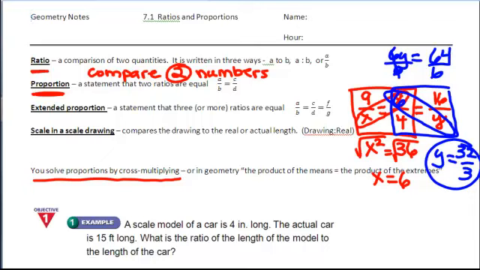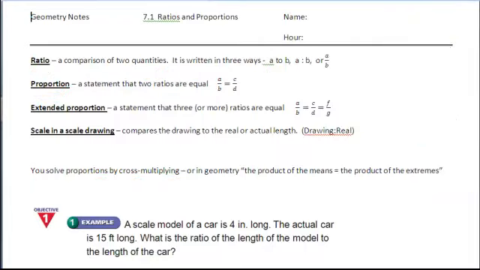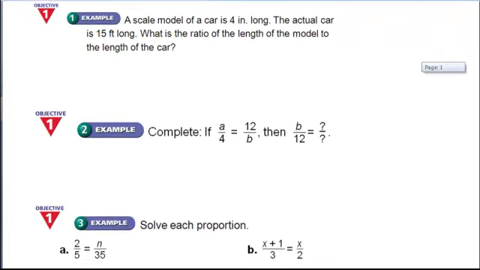So this is what we're going to be doing in this class, is cross multiplying, solving with square roots, setting up proportions, and using scales, specifically with triangles. All right, let's go over some examples that you're going to see in your homework. So let me clear out this ink, and let's do a couple of examples.